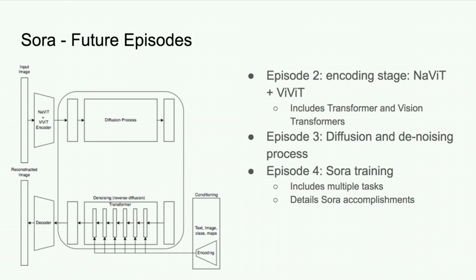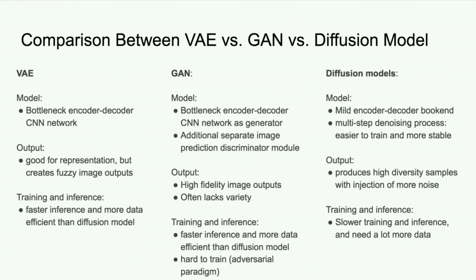We focus more on the encoding stage in episode 2, which also includes the transformer and vision transformer discussions. Episode 3 is dedicated to the diffusion process. It takes us through the original diffusion architecture all the way to the diffusion transformers. Finally, in episode 4, we discuss the training process, which includes the multiple tasks used to train Sora. The episode also discusses in detail what Sora accomplished. To end, we show the high level differences between the approaches. Thank you.